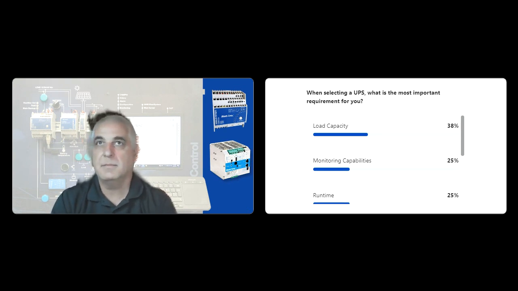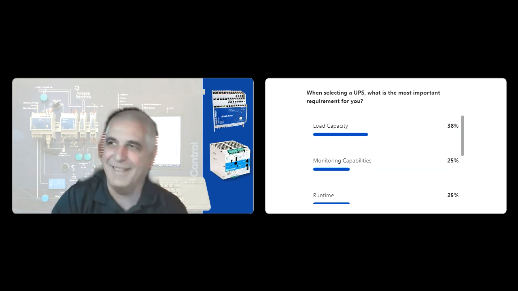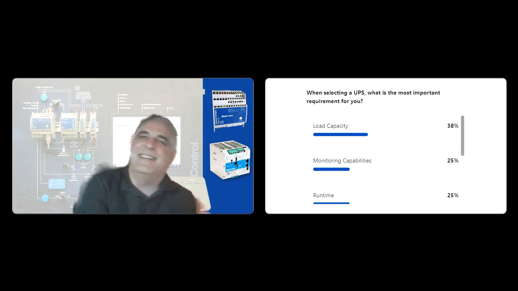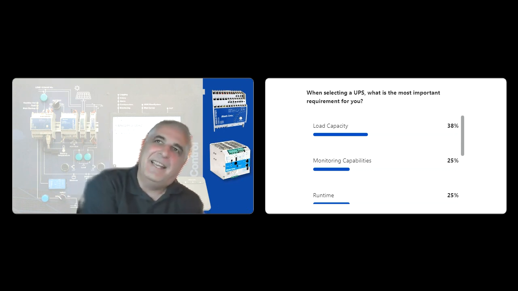Okay, looks like load capacity is in the lead here. Kind of even, runtime, monitoring. Budget on the back end. I'm thinking a lot of these folks watching are engineers and maybe not working for the finance department within their company, but hopefully they're advising, so that makes sense.